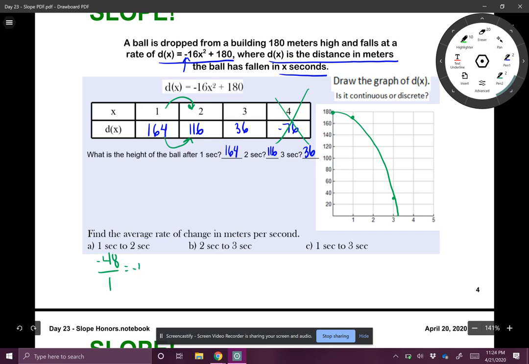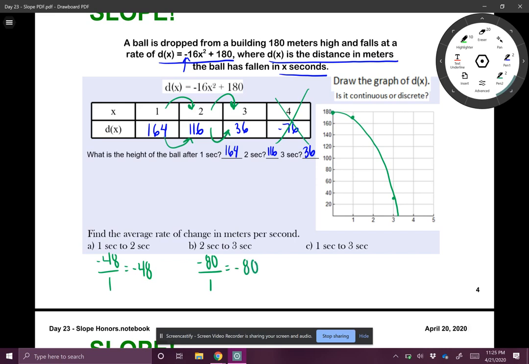So our slope, or average rate of change from 1 to 2, is negative 48. Let's look at our average rate of change from 2 to 3 seconds. We know our change in x is a positive 1, and then our change in y is the 116 down to 36, which is a decrease of 80. So our average rate of change here is negative 80.